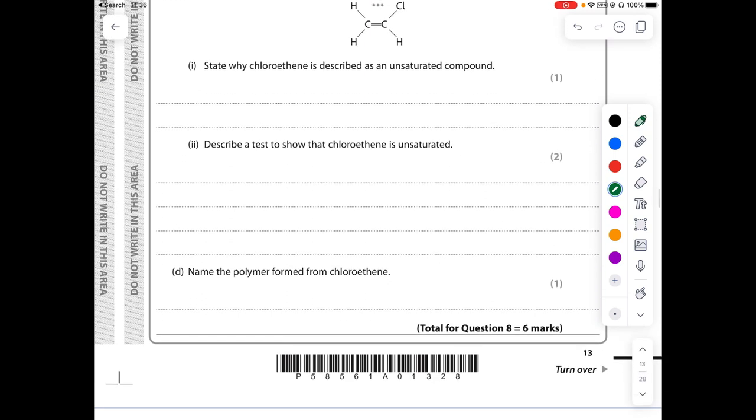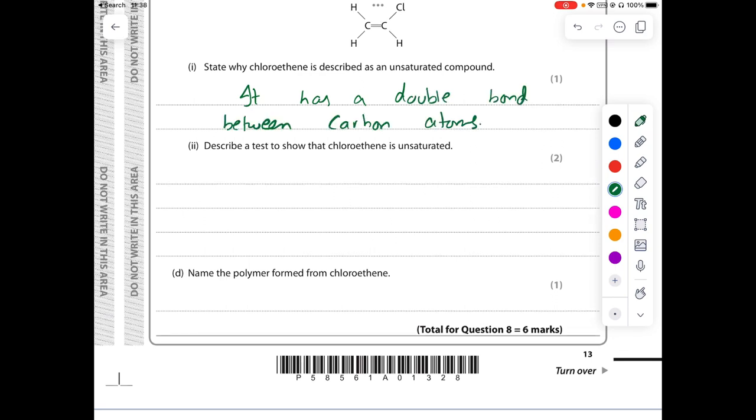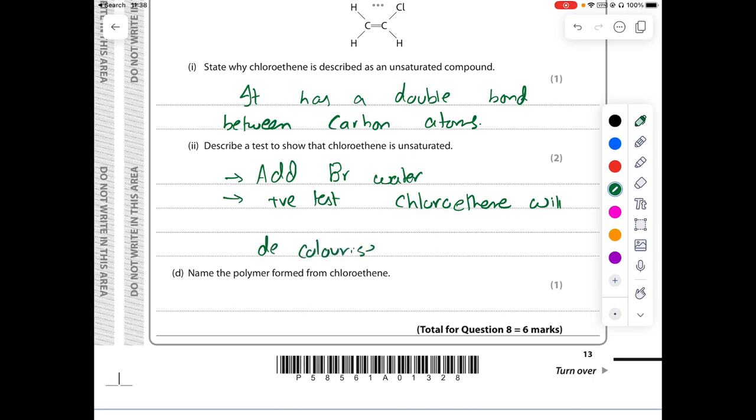The diagram shows a displayed formula for chloroethene. State why chloroethene is described as an unsaturated compound. Because it has a double bond. Describe a test to show that chloroethene is unsaturated. Add bromine water. If it is a positive test, chloroethene will decolorize bromine water. Name the polymer formed by chloroethene. It is polychloroethene.